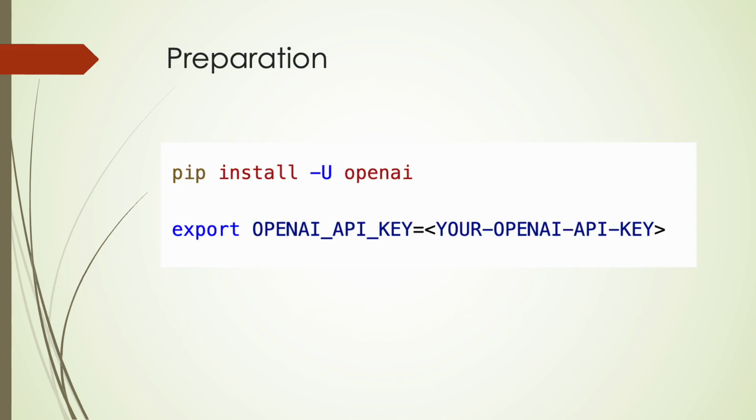Since we will use the OpenAI APIs directly, we need to install the SDK on our computer first, preferably in a virtual environment. After that, we need to set the OPENAI_API_KEY environment variable so the APIs can be authenticated automatically in our code.